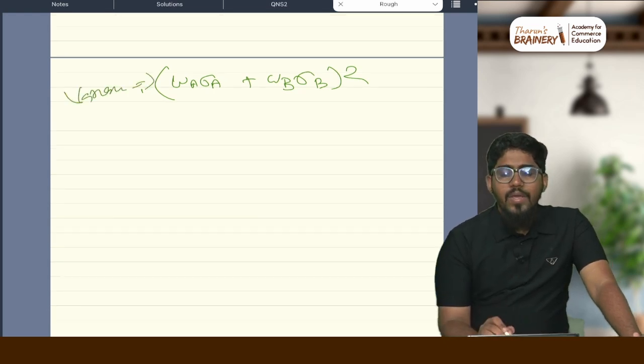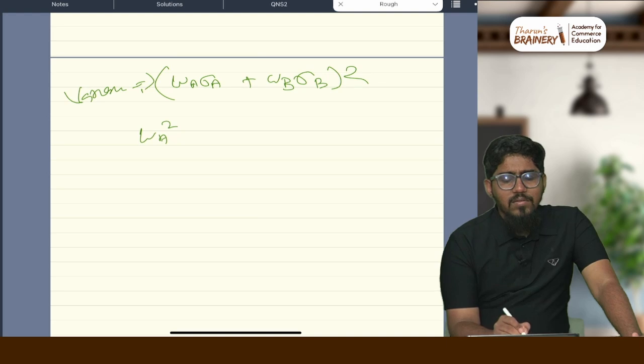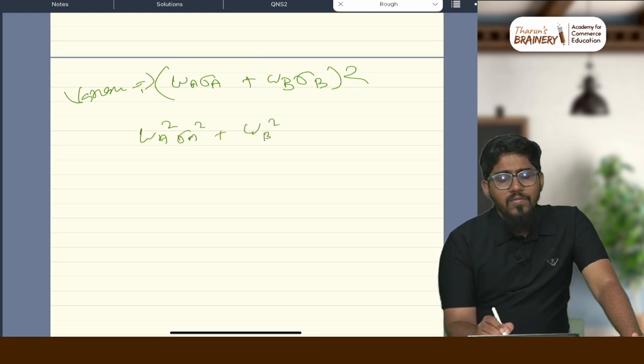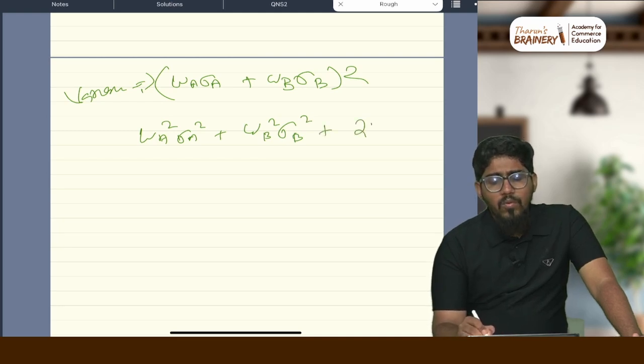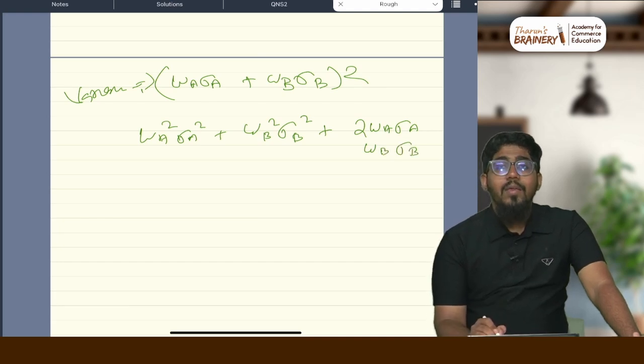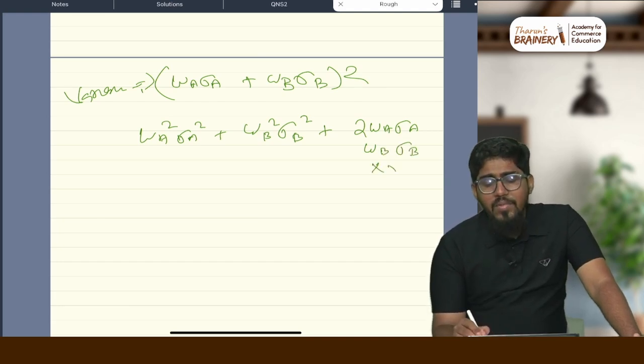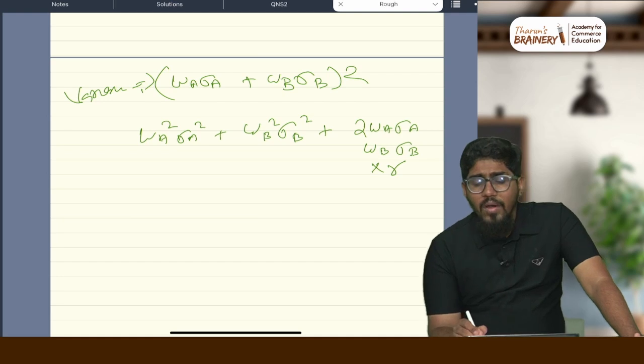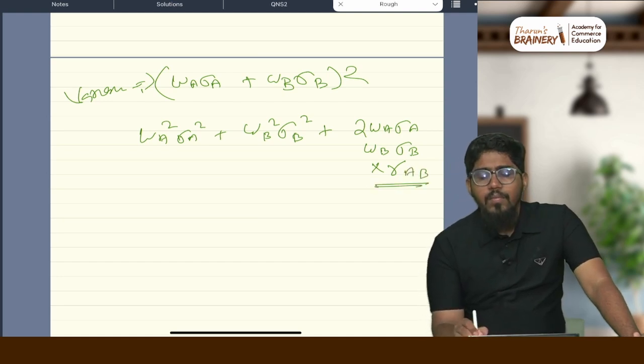Now whenever it is square, the formula is weight of A square into standard deviation of A square plus weight of B square into standard deviation of B square plus 2 into weight of A into standard deviation of A into weight of B into standard deviation of B. But here you have to multiply something called the correlation coefficient of A and B.